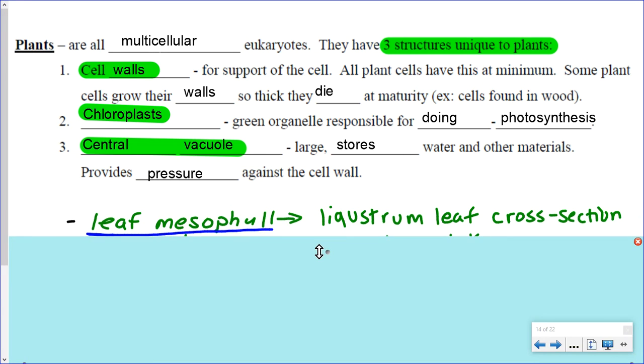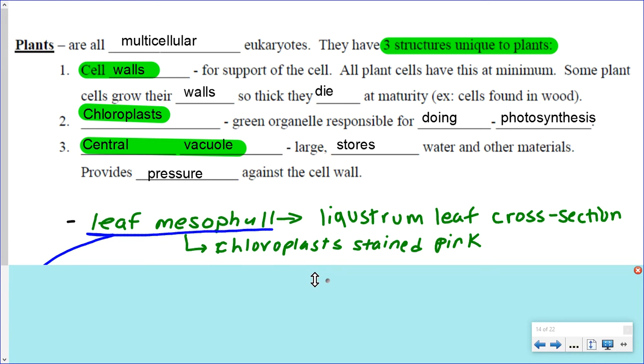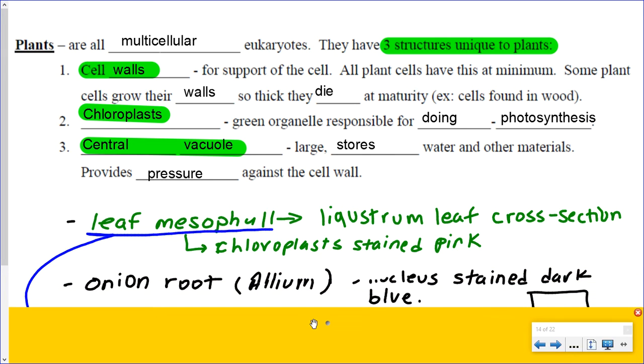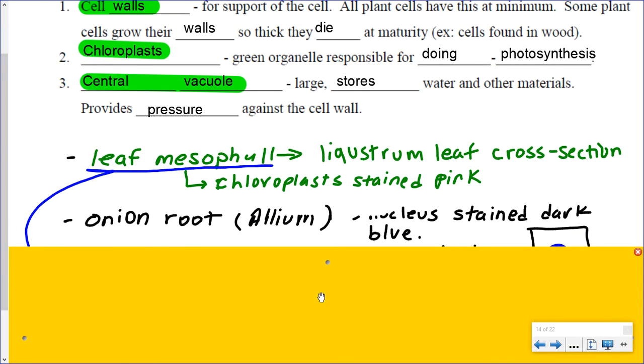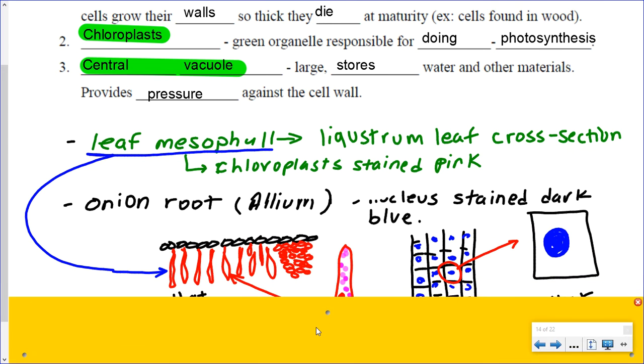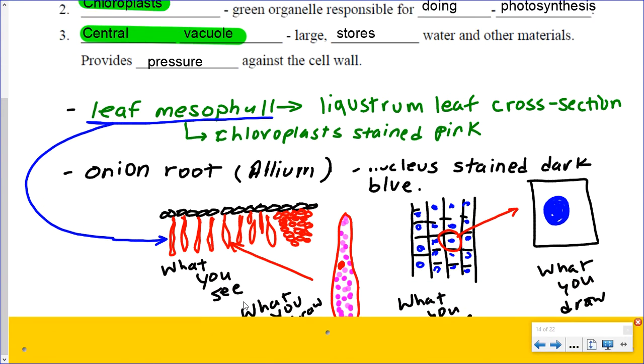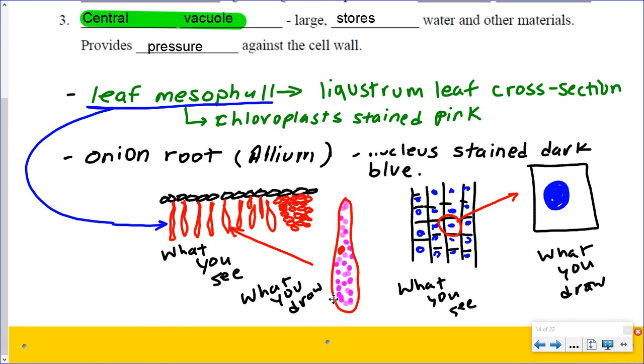For the plants, we're going to be looking at 3 different ones. The leaf mesophyll is the ligustrum leaf cross-section. I'll show you what that slide looks like in a little bit. The chloroplasts are going to be stained pink. The onion root, the nucleus will be stained dark blue. Each of these is a single cell, so this is basically what the onion will look like. This is what the ligustrum looks like, and if you zoom in on it, this is what you should see. If you zoom in on one of those, that would be like a mesophyll cell.